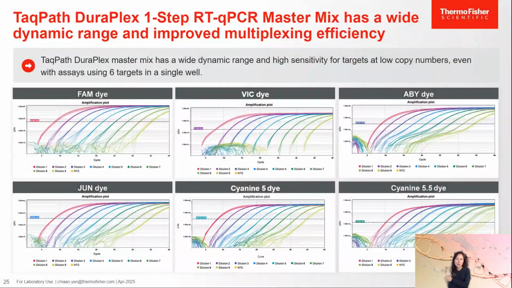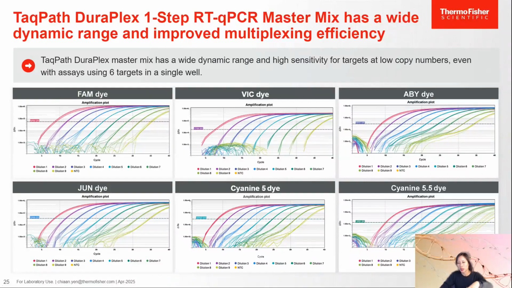And so Duraplex is made for multiplexing, and it has a very wide dynamic range. And you might ask, why is that important? We want a master mix that has wide dynamic range capability because we want to ensure that you're able to amplify all of the targets that you're looking at in a single reaction, even at lower copy numbers. Because sometimes with scale up to multiplex, you can lose sensitivities.